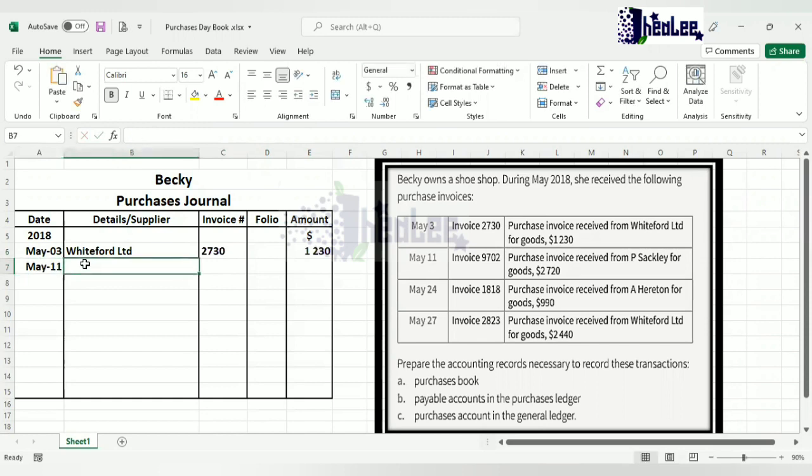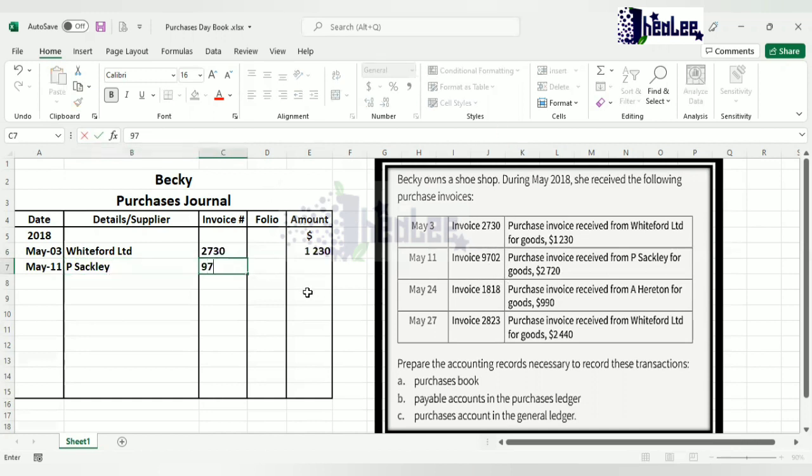Next transaction, May 11. The supplier's name is P. Sackley. The invoice number is 9702. The value of goods purchased on credit from P. Sackley on the 11th of May is $2,720.